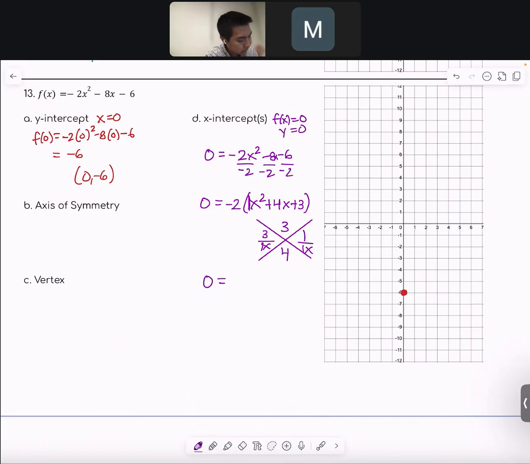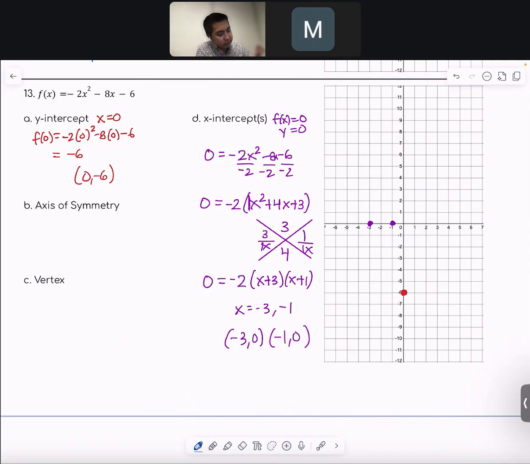So 0 equals negative 2, x plus 3, and x plus 1. Now when we solve, we only have to do it for the linear factors. So not this. That one does not matter when solving for x-intercepts. So x equals negative 3, x equals negative 1. Negative 3 comma 0 and negative 1 comma 0. You must write it as a coordinate. Negative 1 comma 0, negative 3 comma 0.